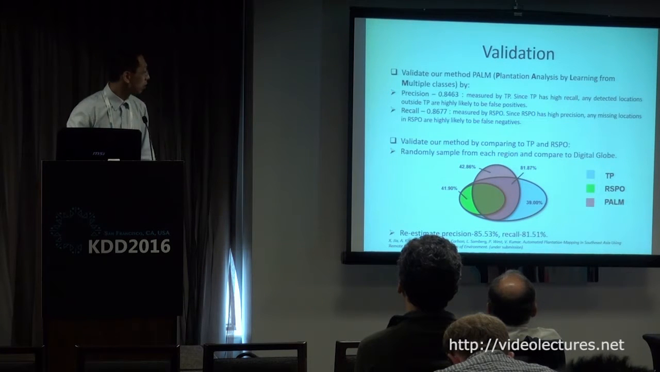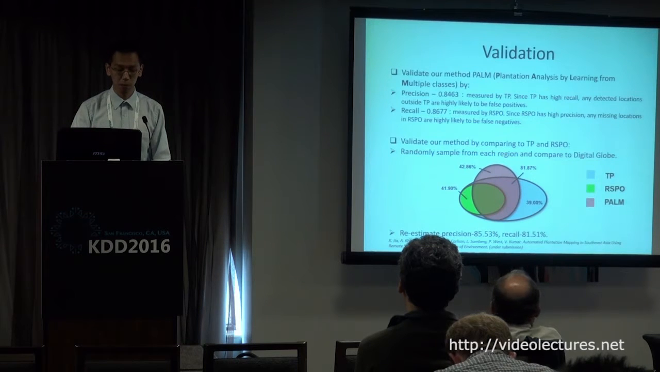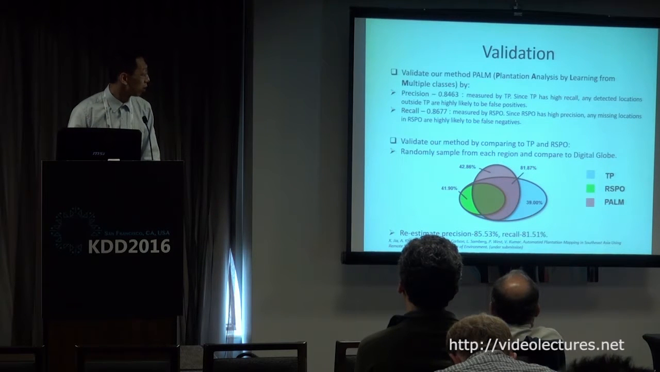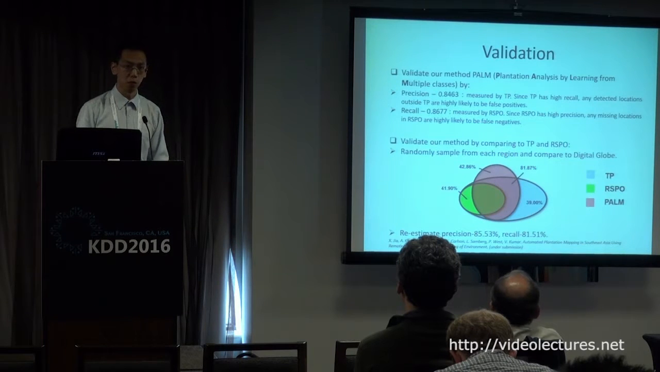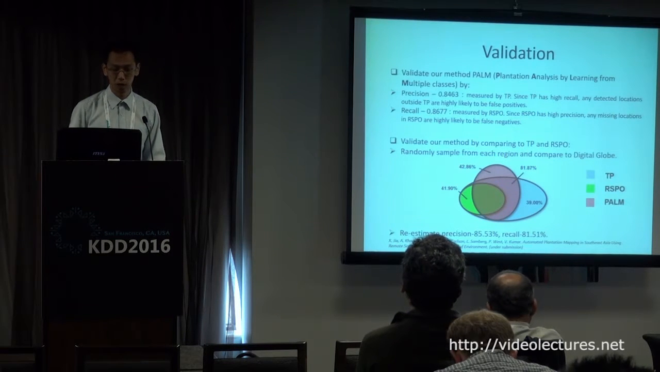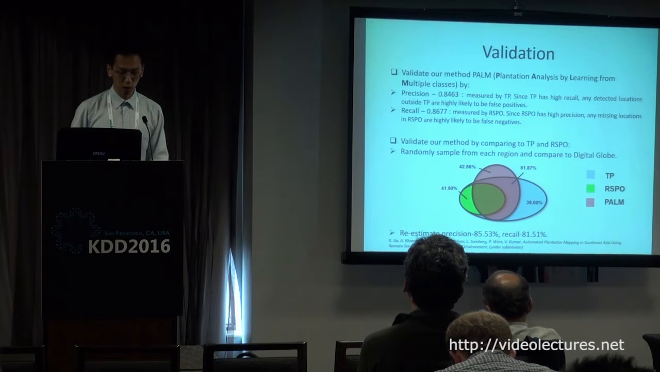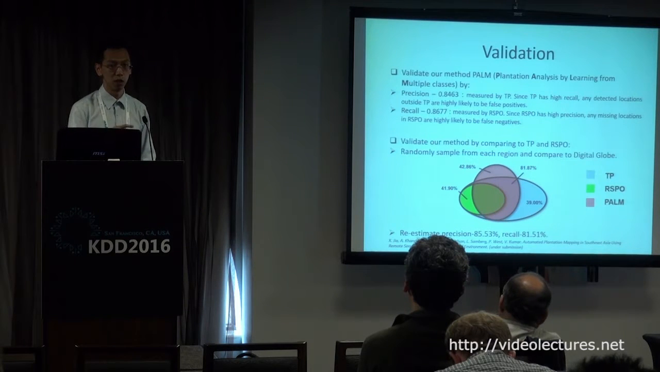After this precision and recall measurement, we further investigate our plantation map with these existing products, TP and RSPO. We draw this Venn diagram here, and for each region in this Venn diagram, we randomly take some samples, and then we manually check whether they are real plantations or not by comparing to the high-resolution image from Digital Globe. This percentage number here means how much of these samples are real plantations in each region.